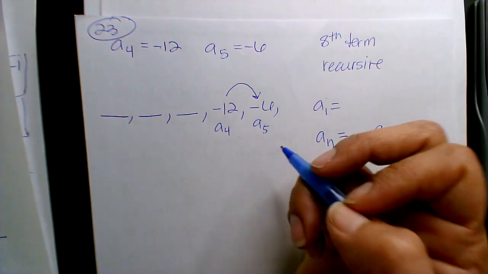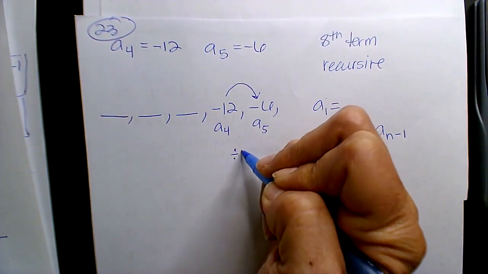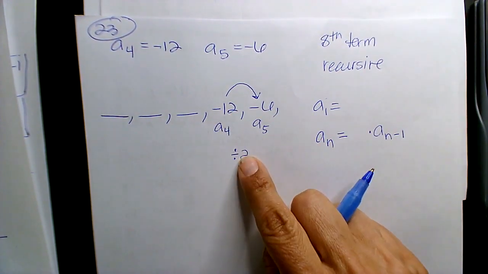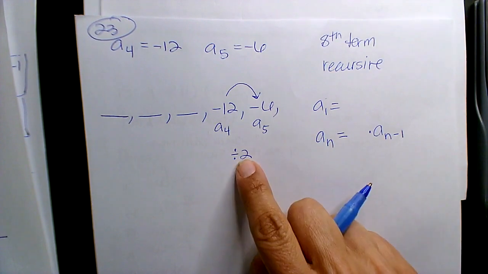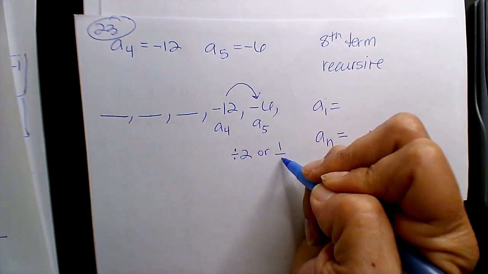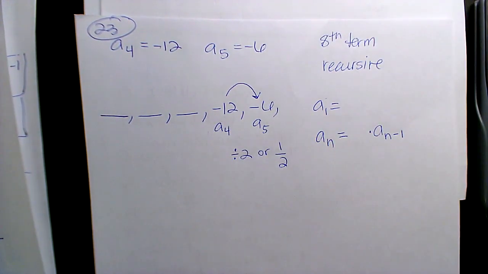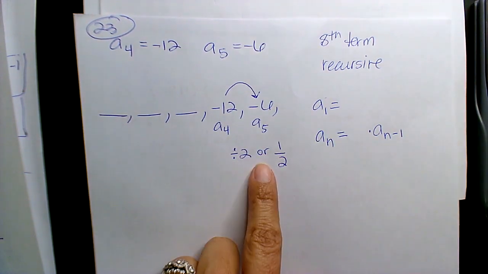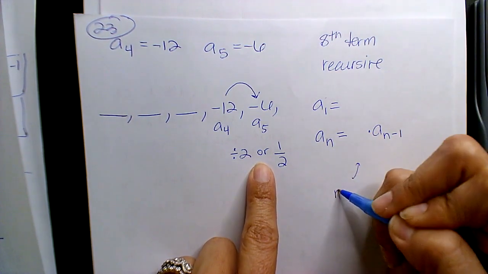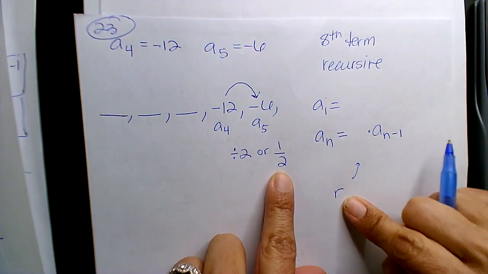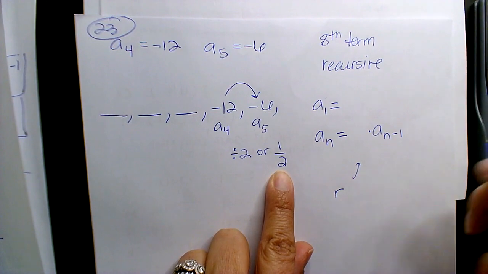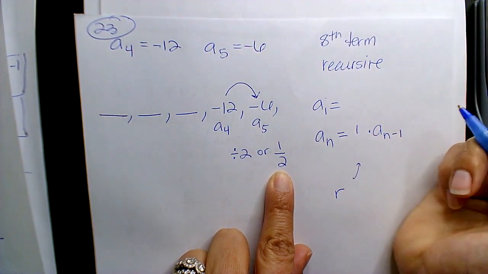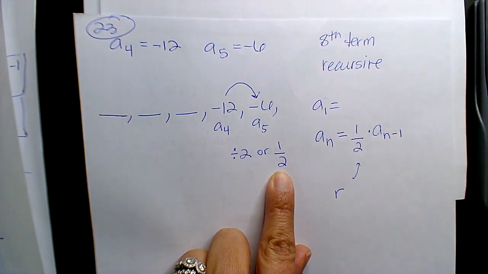Okay, so for those of you who say, well, you divided by 2, because what's negative 12 divided by 2? Negative 6. But remember, that is the same thing as multiplying by 1/2. Yeah? Okay, so you just want to be able to put it both ways, because remember, the common ratio, the r, wants it as a ratio, not with division. So this is that 1/2.